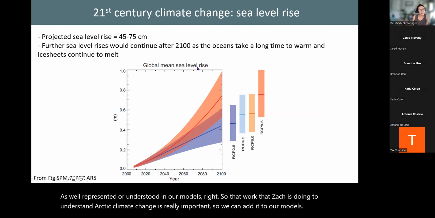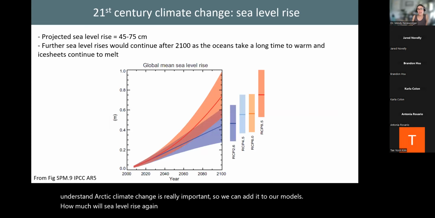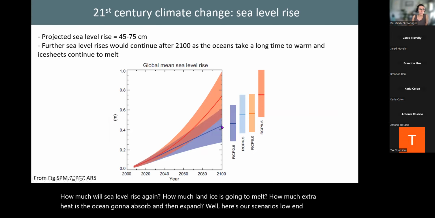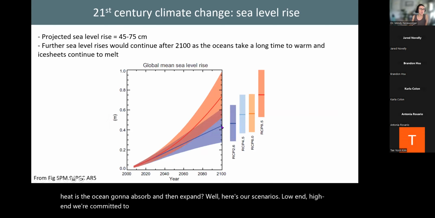How much will sea level rise? Again, how much land ice is going to melt? How much extra heat is the ocean going to absorb and then expand? Well, here are our scenarios, low end, high end. We're committed to somewhere between 45 to 75 centimeters.